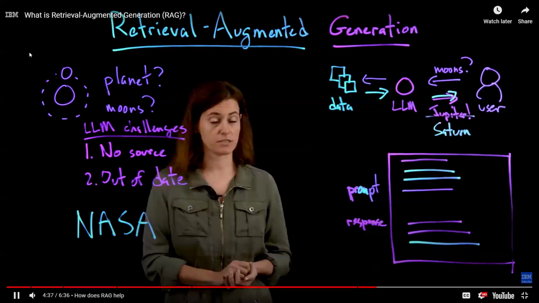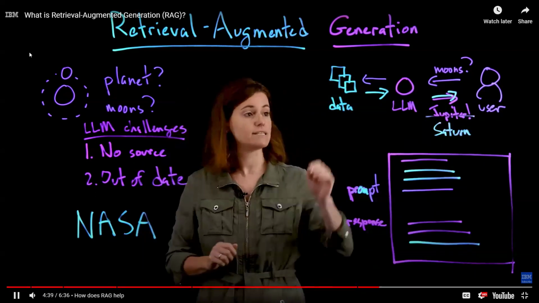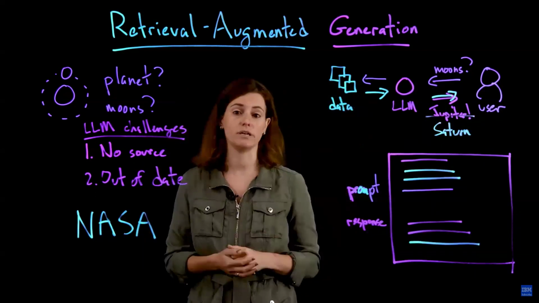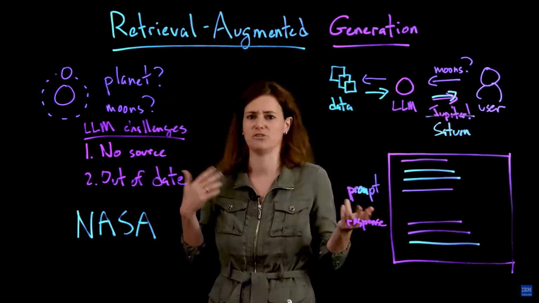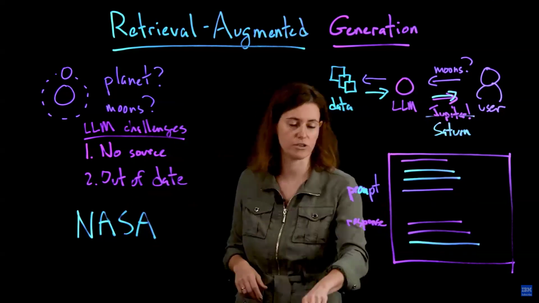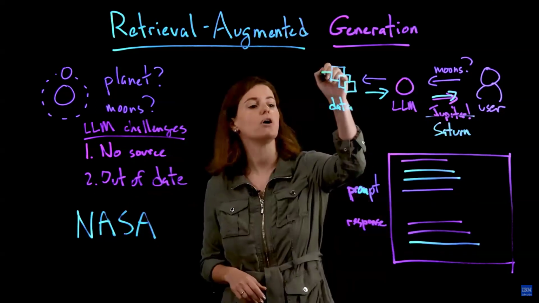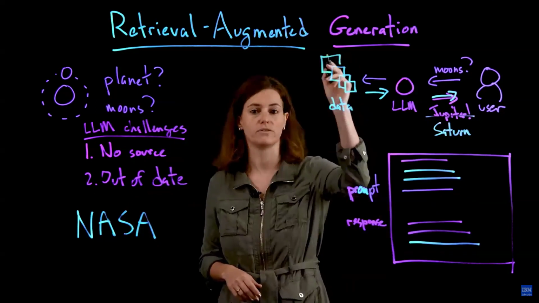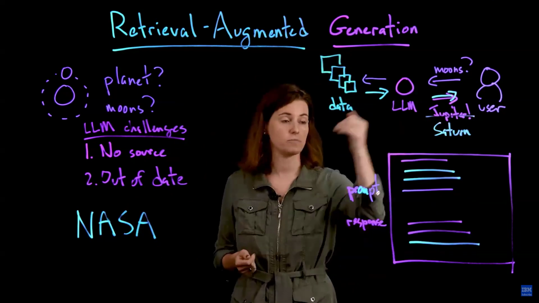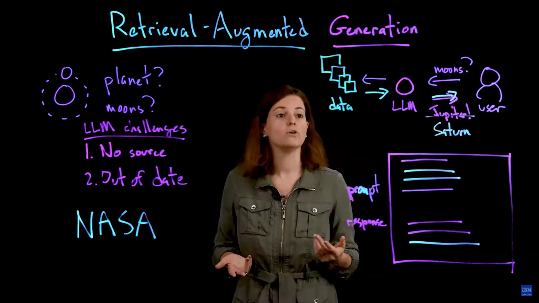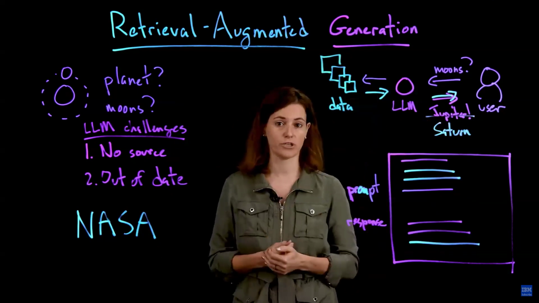So first of all, I'll start with the out-of-date part. Now, instead of having to retrain your model, when new information comes up, like, hey, we found some more moons around Saturn, all you have to do is augment your data with the updated information. So now the next time that the user comes and asks a question, we're ready. We just go ahead and retrieve that updated information.